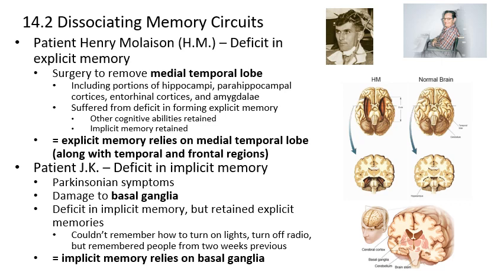Patient JK had a deficit in implicit memory. This individual had Parkinsonian symptoms, Parkinson's disease, which resulted in damage to the basal ganglia. He showed deficits in implicit memory, but retained explicit memories. So this indicated that implicit memory relies on the basal ganglia. And again, more evidence that these two systems, implicit and explicit memory, are different.